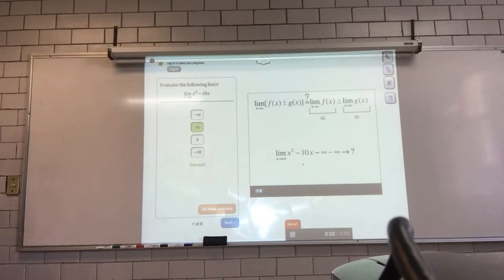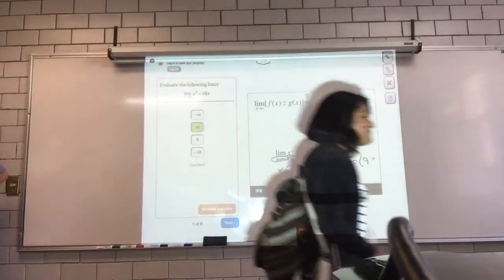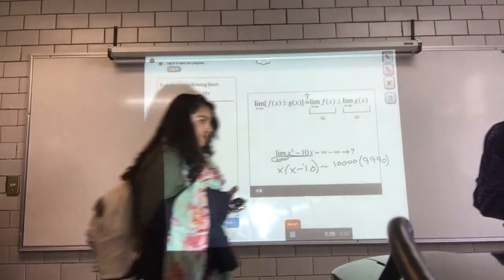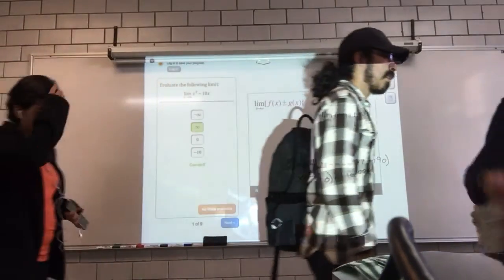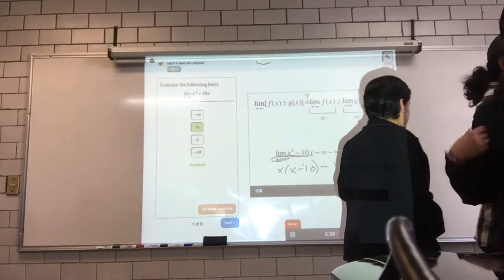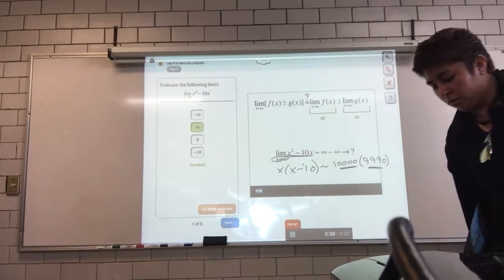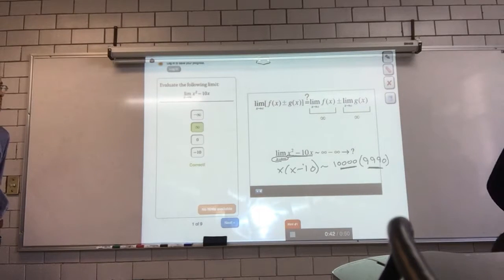One thing we can do to help ourselves out is to rewrite this expression here as x times x minus 10. We just factored out an x. Now what happens when we take the limit as x goes to infinity? Well, let's try plugging in a really big number for x. If we plug in 10,000 for x, this becomes 10,000 times x minus 10, which is 9,990. If we plugged in an even bigger number for x, we would have again multiplied two very large positive numbers. This one's only a little bit smaller than this one. Whenever we're multiplying two large positive numbers, we're going to get another big positive number, so this limit should be infinity.